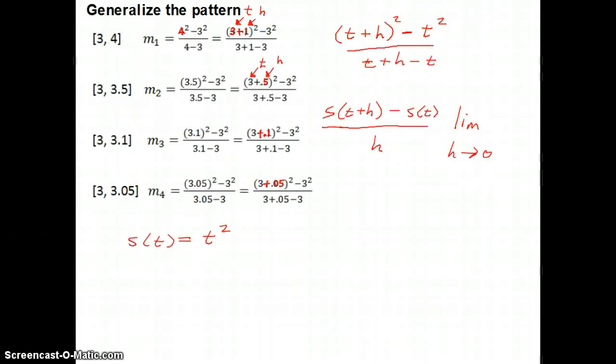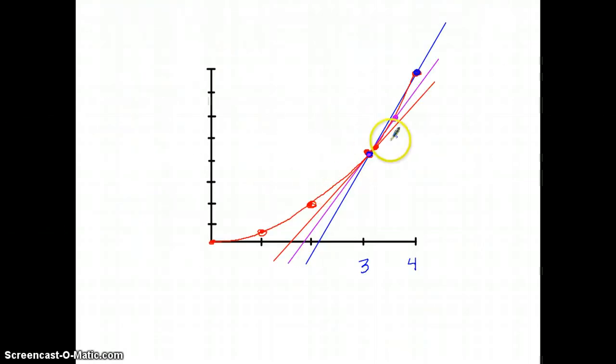If we go back to that picture right here, that would mean that the slope of the tangent line right at this particular point is equal to 6. In other words, for every one that we go over, we go up 6. And that is the rate of change of our particular function at 3. I will continue on in another link in a sec.